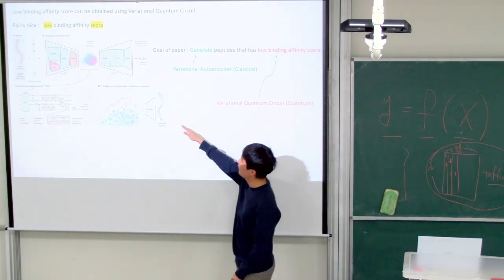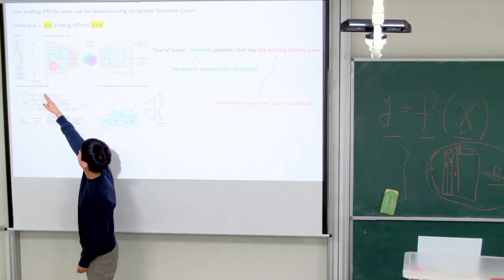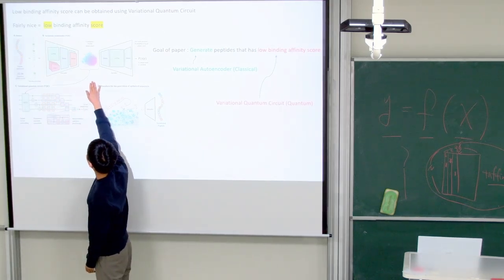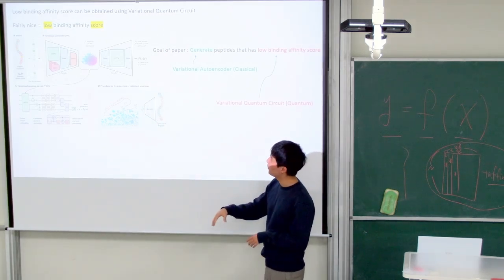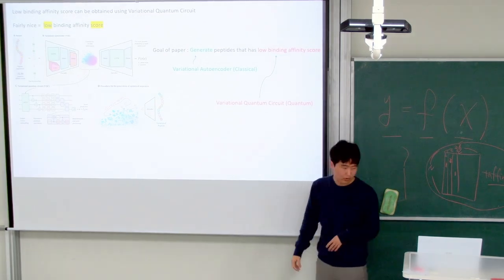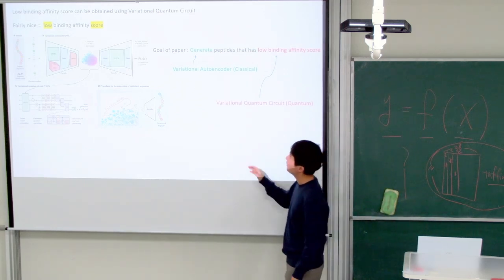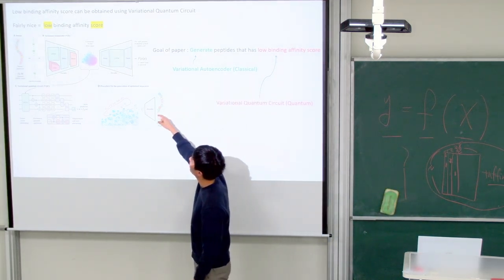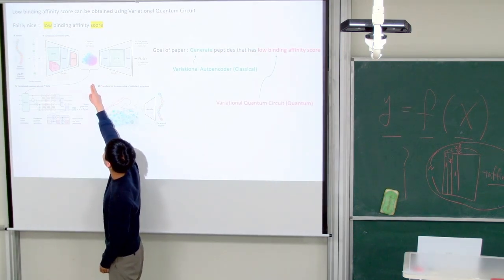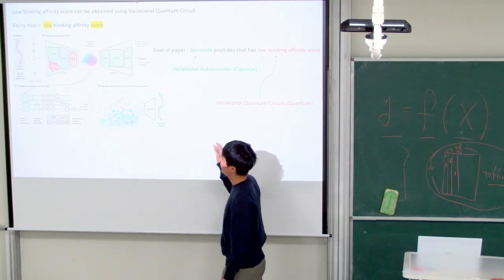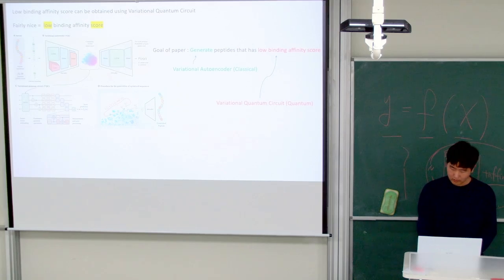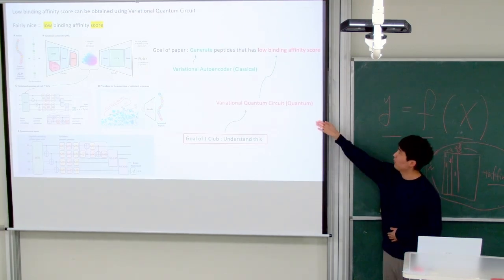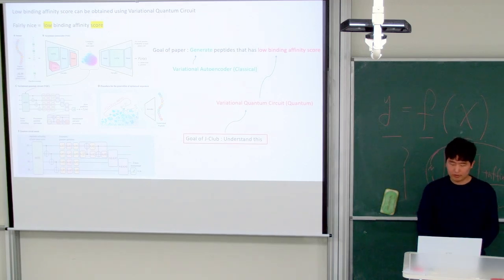So basically, in this variational autoencoder, if you have an input, it is transformed to the latent space, and then it's decoded to generate some probability distribution. From the probability distribution, you sample the candidate peptides. But here, in order to obtain the low binding score, we should add some architecture in the middle, in the latent space, and that's where the variational quantum circuit is used. I'll tell you about this. So basically, the goal of the journal club is to introduce the concept of this variational quantum circuit.